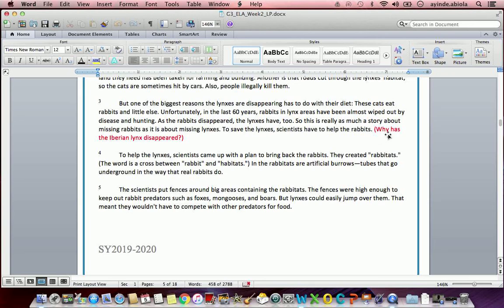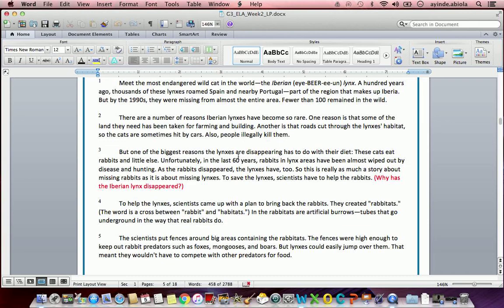My question here is, why has the Iberian lynx disappeared? You can use any of the last 3 paragraphs we just read to answer the question.